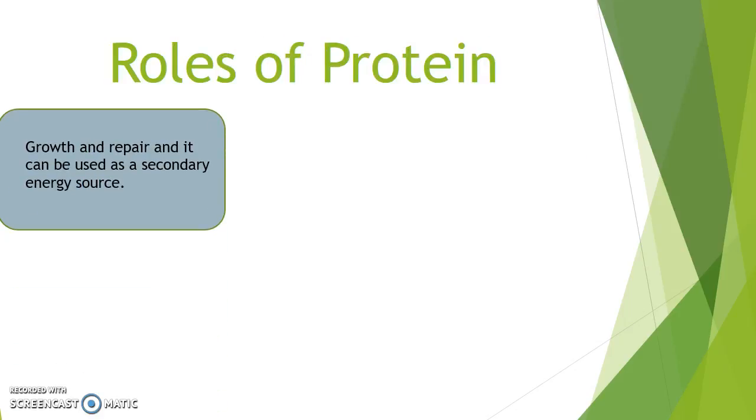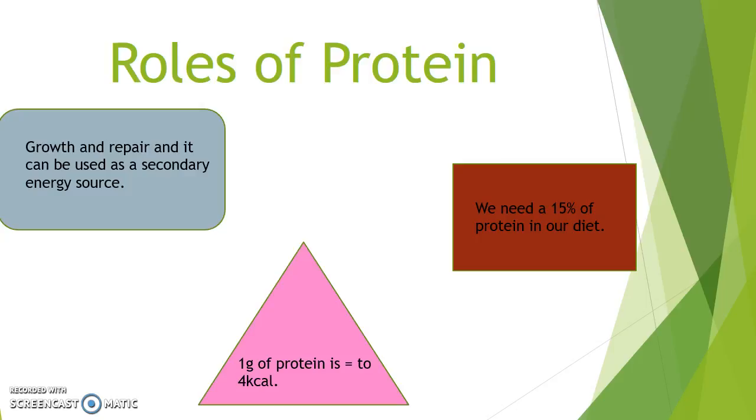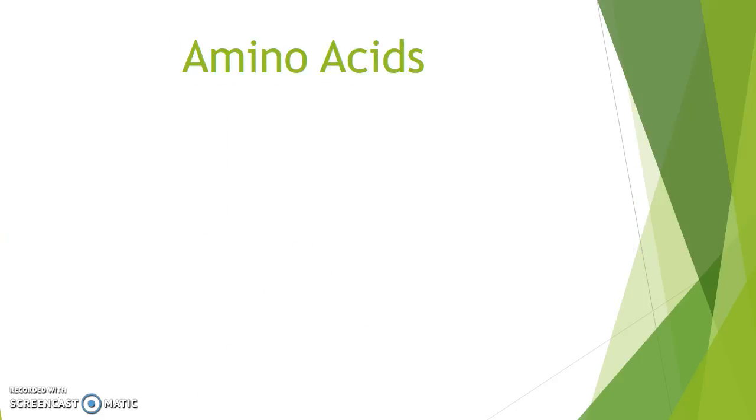Protein is key for growth and repair, and it can be used as a secondary energy source. 1 g of protein is equal to 4 kilocalories, and we need about 15% in our diet. Other than growth and repair though, protein builds new cells within the body. They are the building blocks of bones, muscles, skin, blood and even cartilage. The UK dietary guidelines suggest that we need about 15% of protein in our daily intake. However, sports athletes should intake about 25% because of the constant energy supply they need.